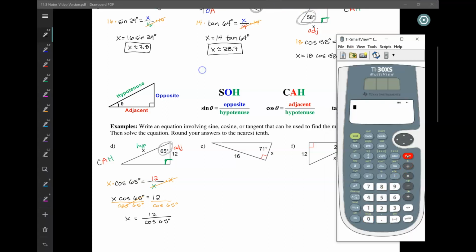So here I'm going to have 12 divided by cosine of 65. And that gives me 28.4. And that's good. I know the hypotenuse is supposed to be the longest side, so I'm glad that that's bigger than 12. So these are two-step algebra problems instead of one-step algebra problems. First, multiply both sides by x, and then divide to get your answer.